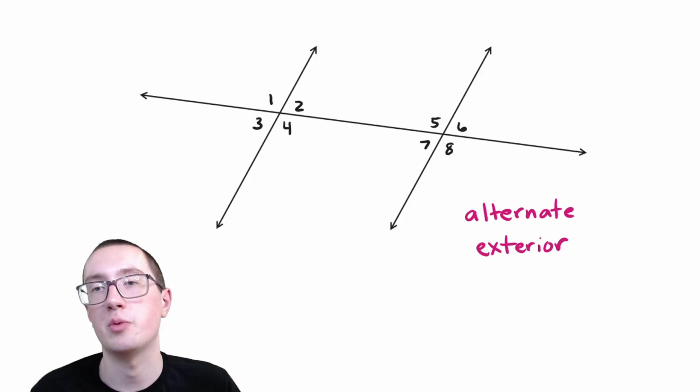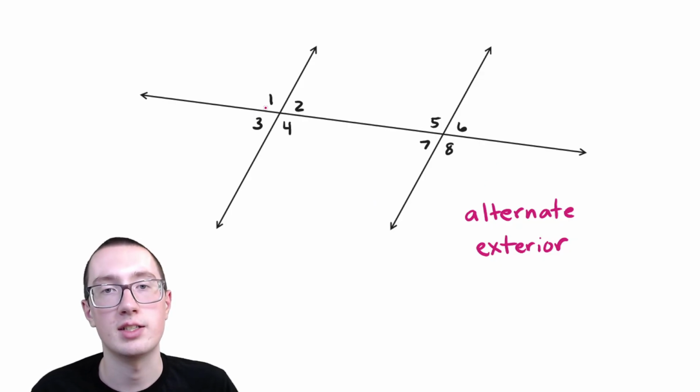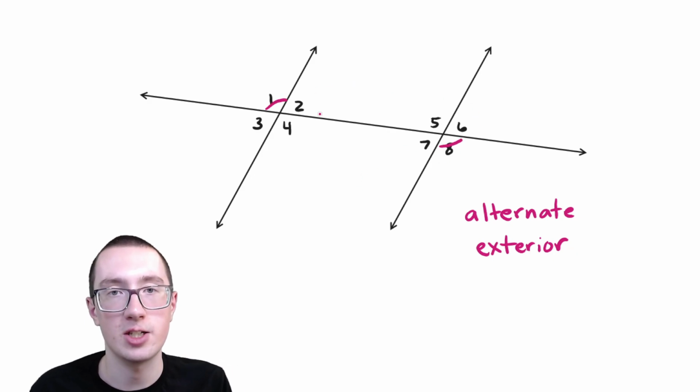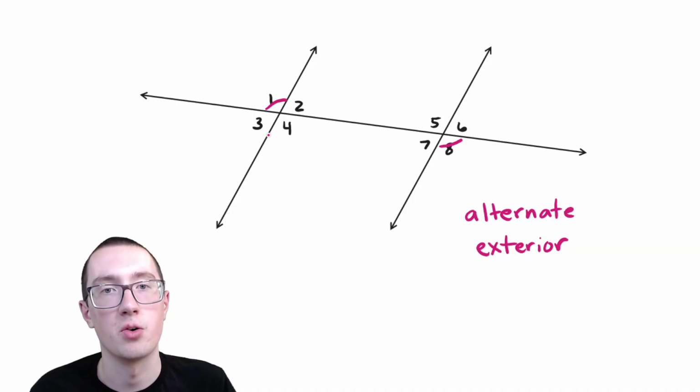Now, which two do you think would be alternate exterior angles? Go ahead and pause and see if you can figure it out. If you had said angles 1 and 8, that would be correct because they're on the exterior and they're on opposite sides of the wall. Or if you said 3 and 6, that would also be correct.